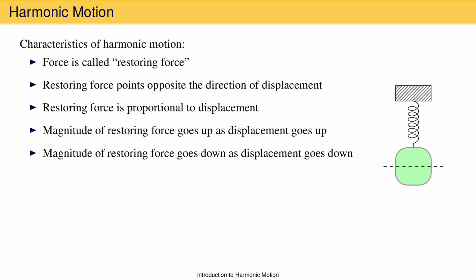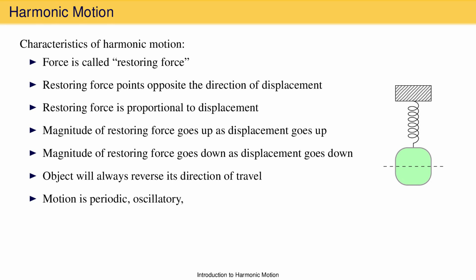Because the restoring force goes up as the displacement goes up, every object subject to a force like this will reverse its direction of travel when displaced too much, because eventually the restoring force becomes large enough, with enough displacement from equilibrium, to overcome any motion. This is true for positive displacement from equilibrium as well as negative displacement. Thus, the motion of an object becomes periodic, oscillatory, or harmonic. All of these terms mean about the same thing.